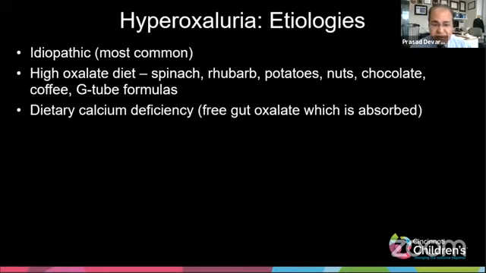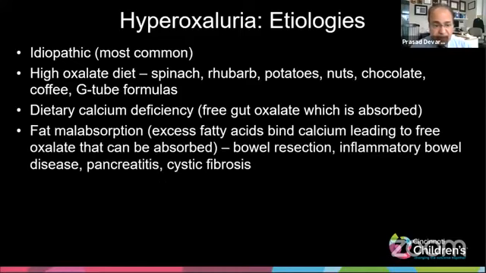Dietary calcium deficiency is a very important cause. In the old days, about 10 years ago, patients with kidney stones were given a calcium restricted diet. And we very soon found out that that was a big mistake because patients who were on a low calcium diet were the ones that were getting more kidney stones. And the explanation is because when you have a low calcium intake, there is not enough calcium in the gut to absorb oxalate. A lot of food contains oxalate. So when there's not enough calcium in the diet, there's a lot of free oxalate in the gut, which is then absorbed and causes hyperoxaluria.